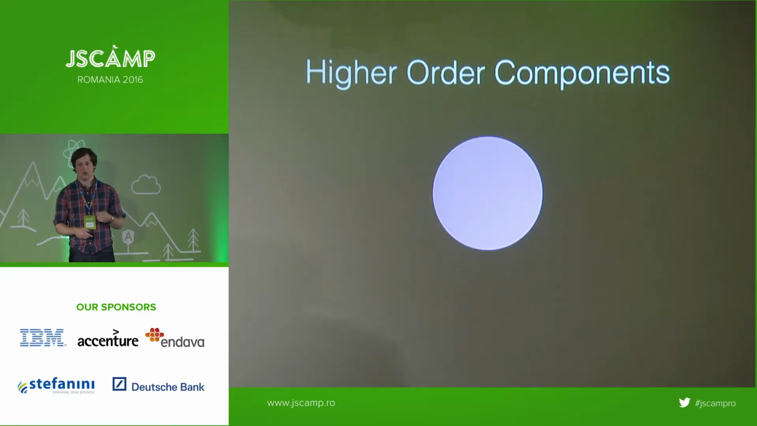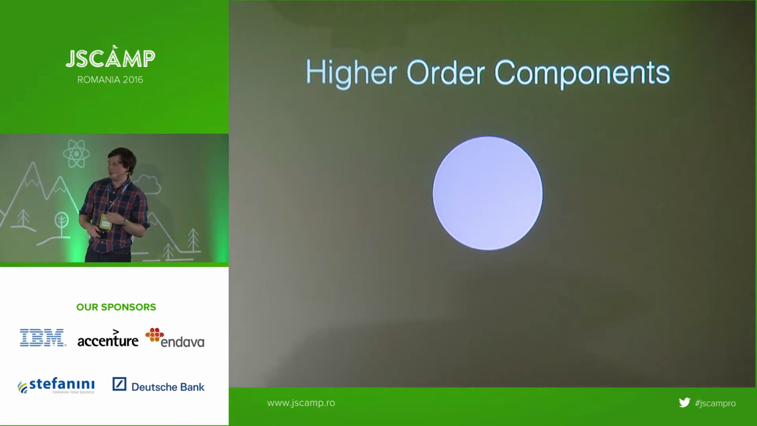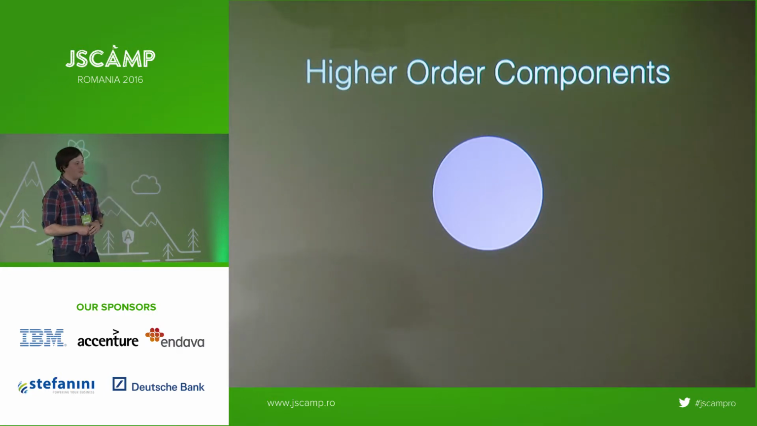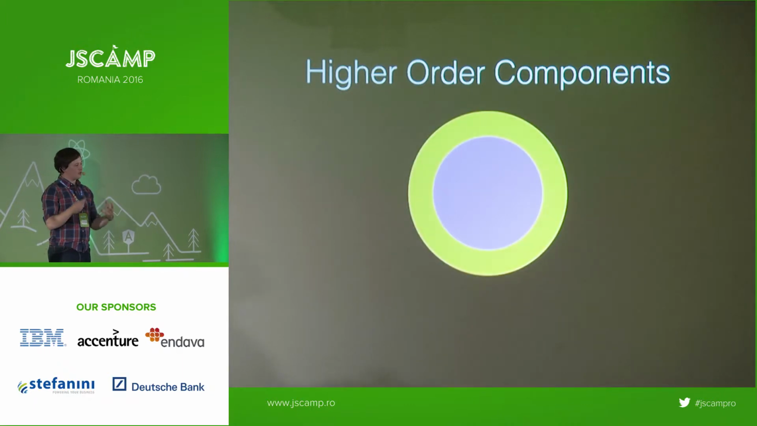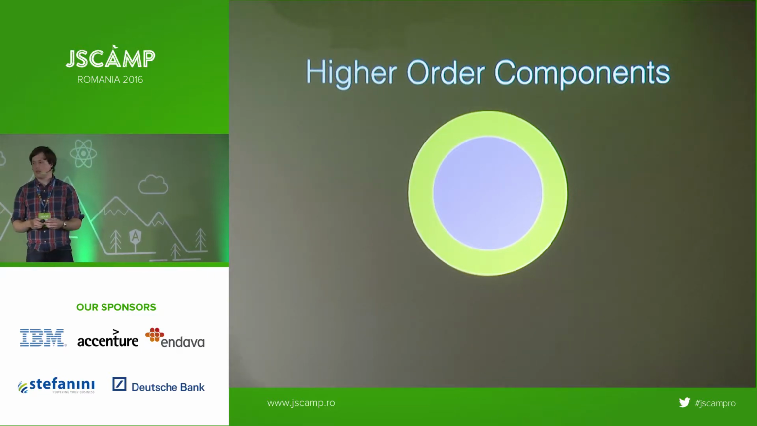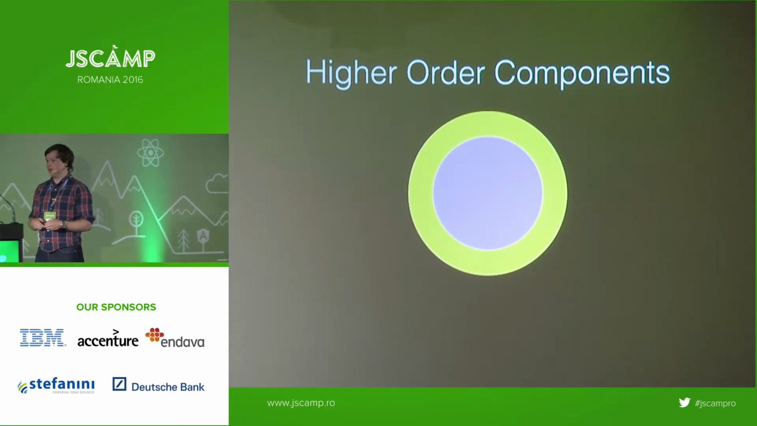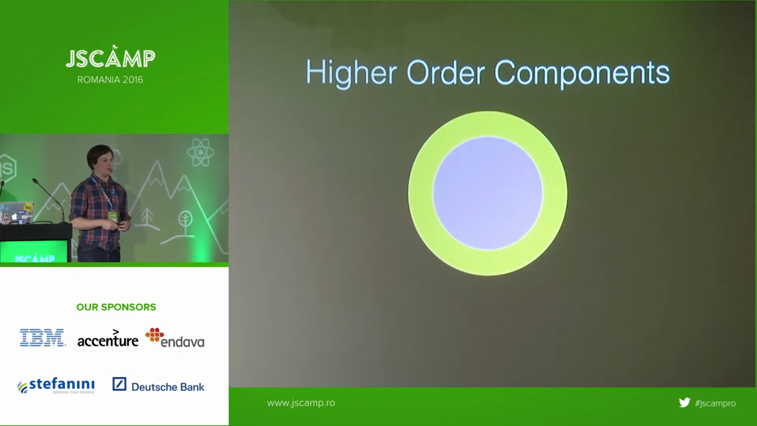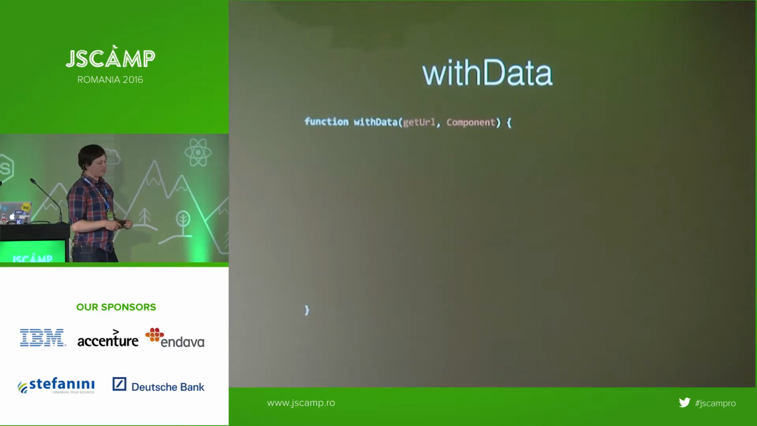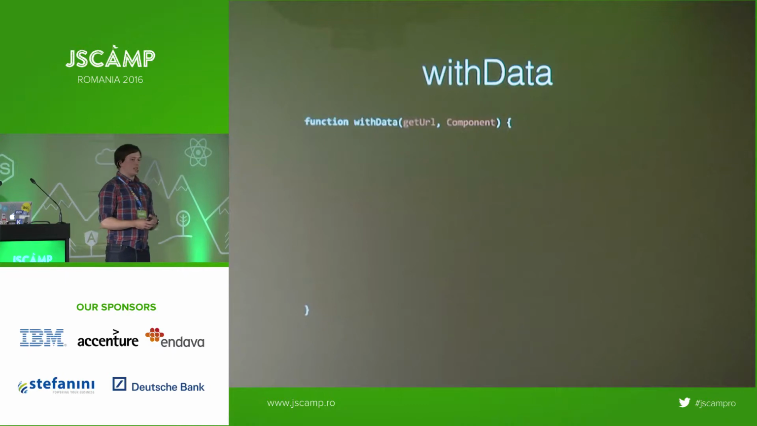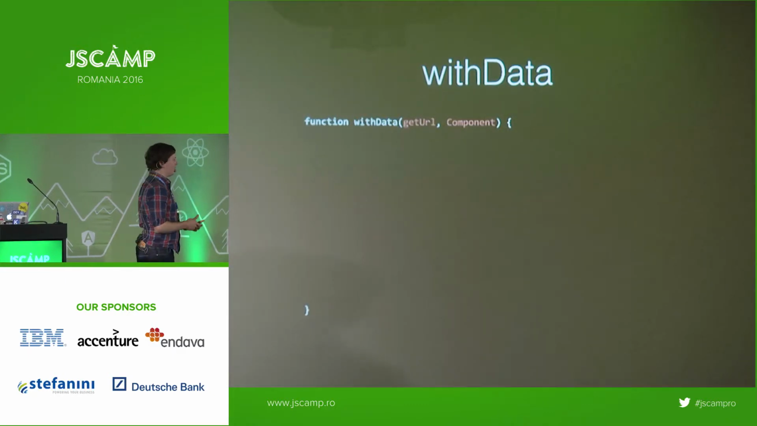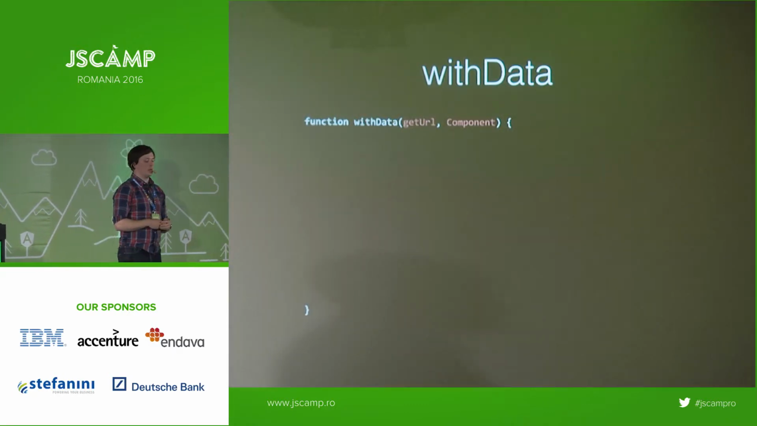We can take a different component. Sorry, those are quite similar colors. This is sort of a purple blob. And we wrap that in the same outer component to do the same job, to fetch the data. Now, we're JavaScript developers, so the way that we share code is using functions. So in this case, we're going to have a function. I'm going to call it withData, and this is our higher-order component.